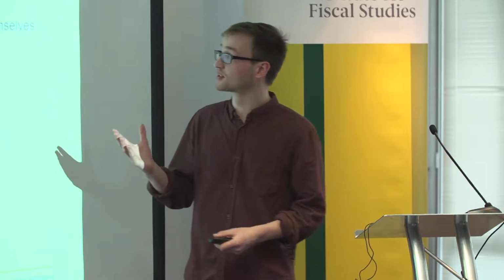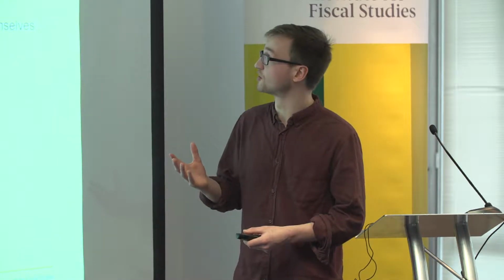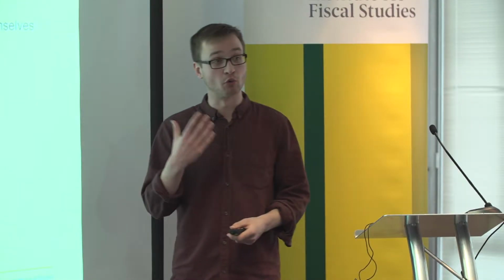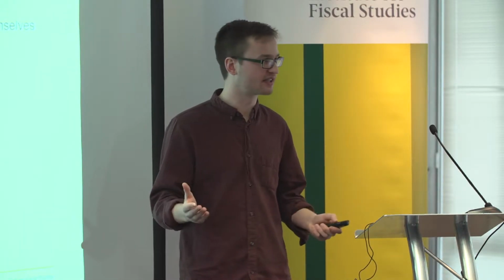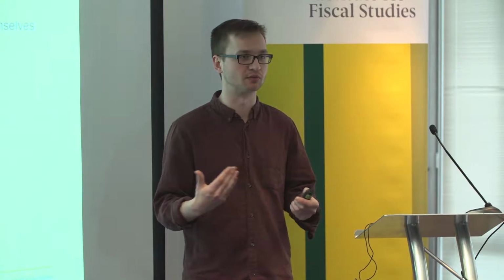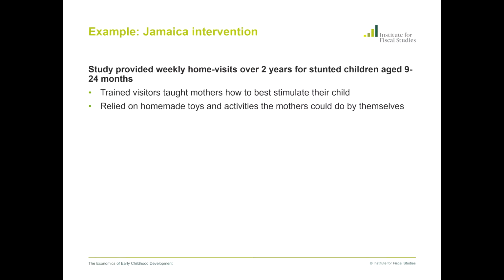So what this study is, it looked at kids between the ages of 9 and 24 months, so very, very young infants, and gave them a weekly home visit over 2 years. So again, we're looking at so-called stunted kids, so kids who have been persistently nutritionally deprived over the course of their life. And what this intervention entailed was home visitors would go into the household with the mother and the child, play some stimulating game or activity with them, teach the mother how to play that game, give them the materials to play that game with the child over the course of the week, and leave them to do it.